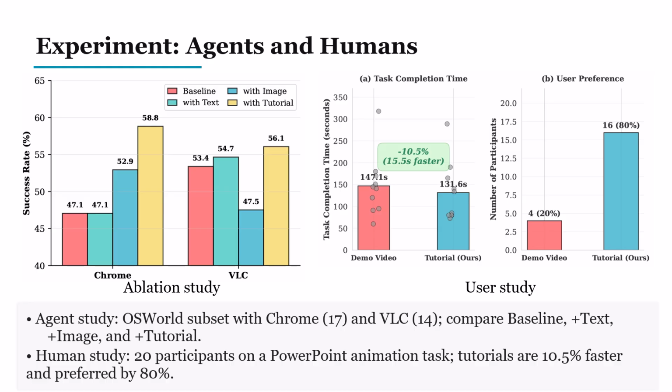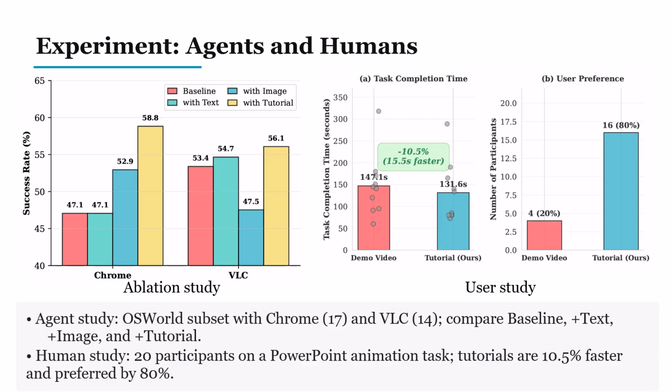Beyond the intrinsic quality, the paper asks whether tutorials actually teach agents and humans. For GUI agents, they use Agent S3 on an OSWorld subset with Chrome and VLC tasks. They compare 4 context settings: prompt-only baseline, text-only tutorial, image-only tutorial, and full multimodal tutorial. Full tutorials perform best. For example, with GPT-5, Chrome success improves from 52.9 to 70.6, and VLC from 59.6 to 70.7.